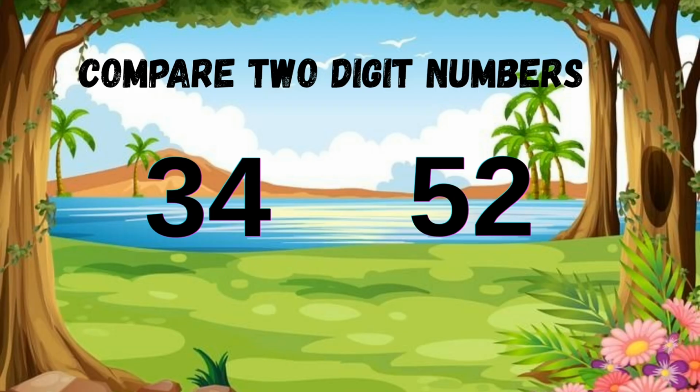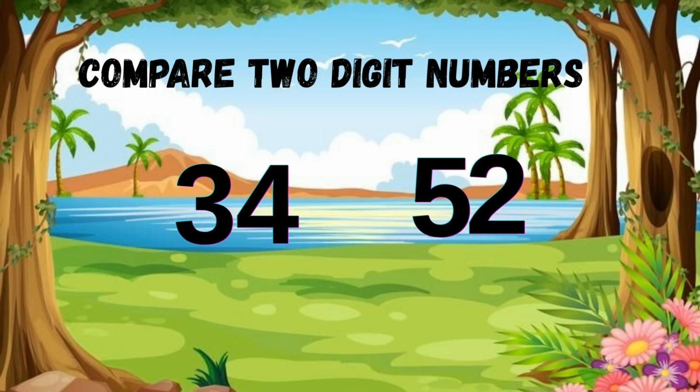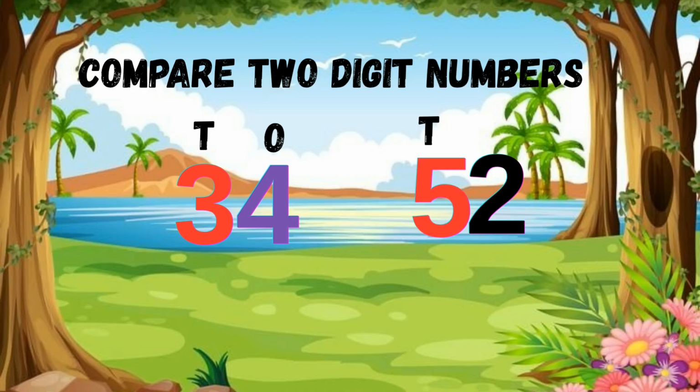Let's find out. To compare two-digit numbers, we always look at the tens place first. Let's break the numbers into tens and ones. In 34, 3 is in the tens place and 4 is in the ones place. So 34 means 3 tens and 4 ones. Now let's look at 52. 5 is in the tens place. 2 is in the ones place. So 52 means 5 tens and 2 ones.